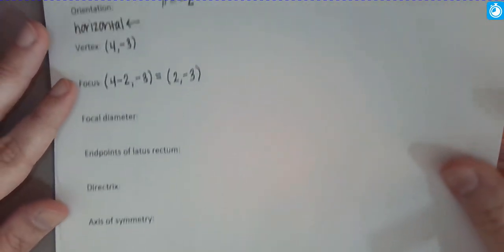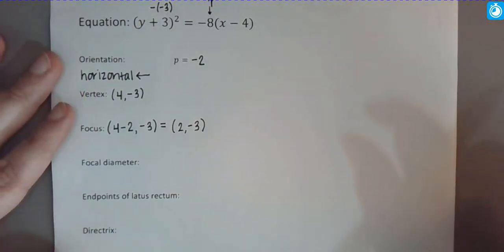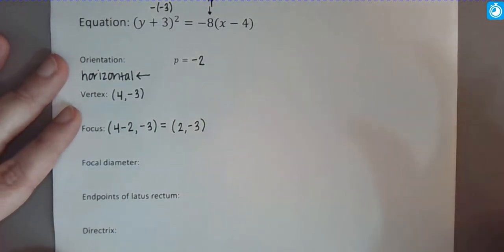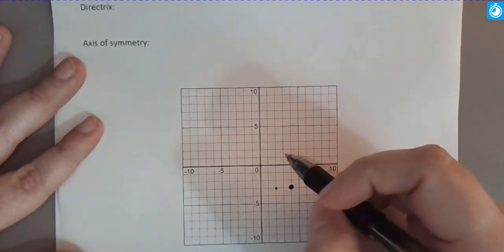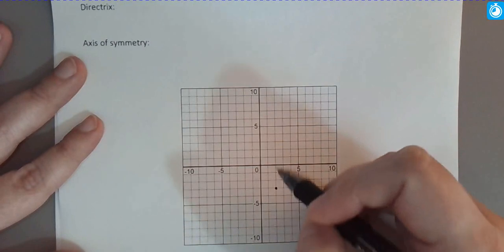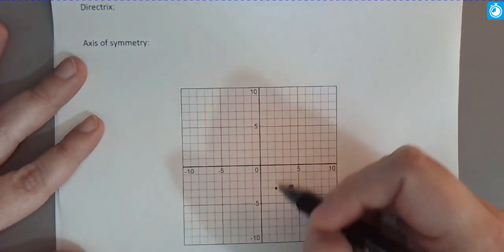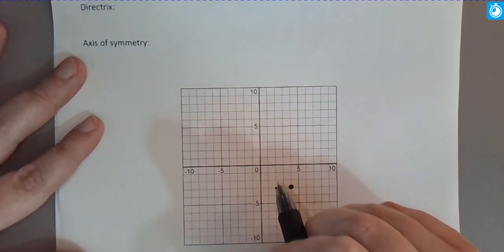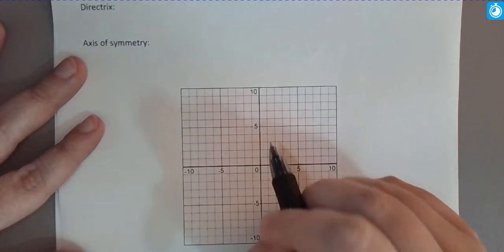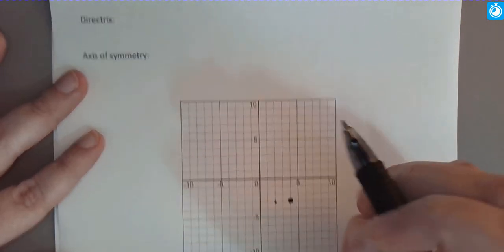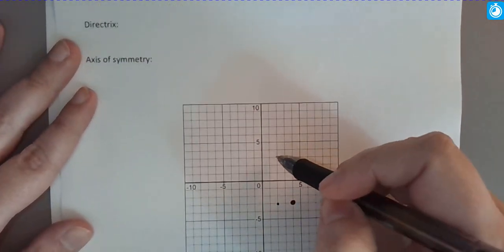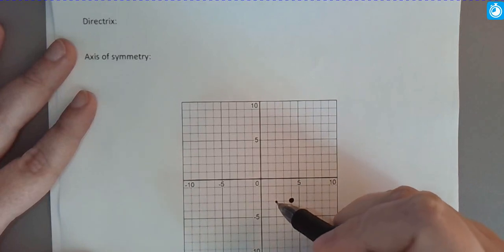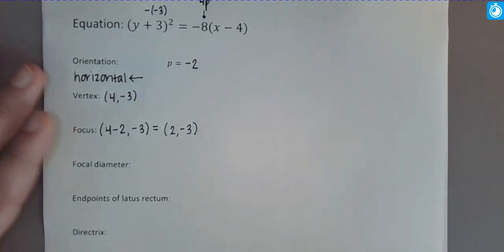Okay, now the next thing we want to find is our focal diameter. You can think of that like the width of the parabola. It's going to tell us how wide the parabola is if we look at the points on the parabola that would connect passing through the focus. So if we were to draw a segment that passes through the focus from one side of the parabola to the next, that is what's referred to as the latus rectum. So it's going to be an axis that goes from one side of the parabola to the other, specifically passing through the focus.